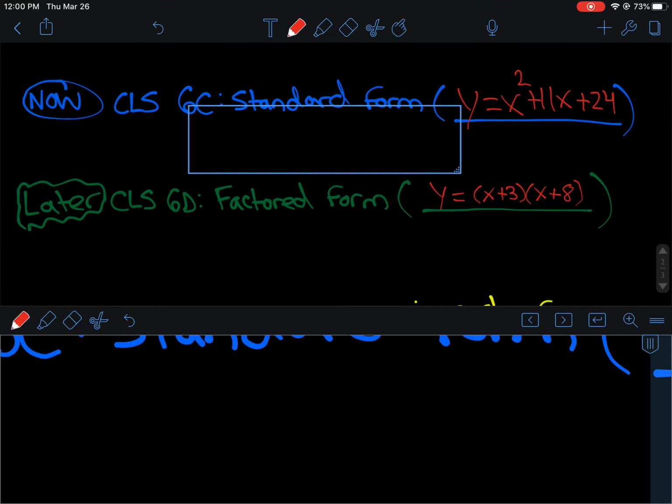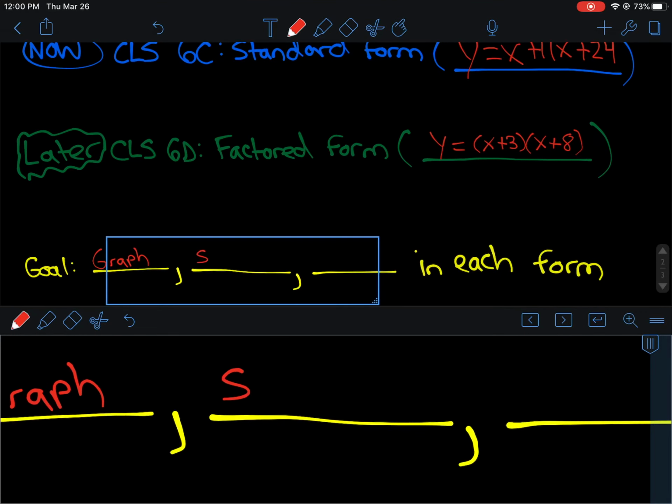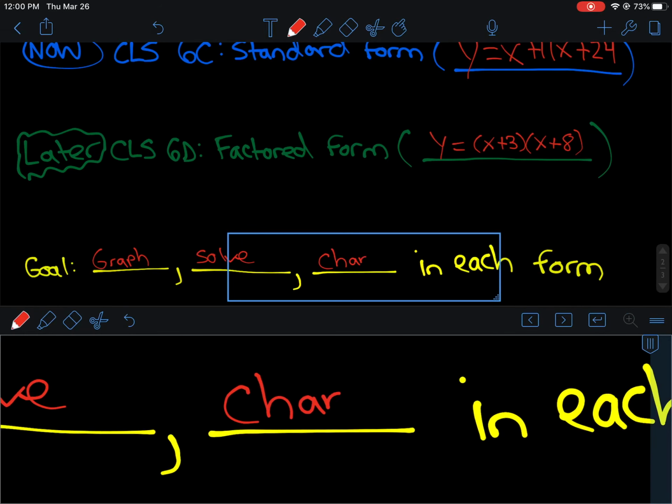And again, what we're doing now is standard form, and our goal is that we're going to be graphing, we're going to be solving, and we're going to be changing in each of these forms. We already did vertex form. We already learned how to factor. So graphing, solving, changing, and standard form is up next.